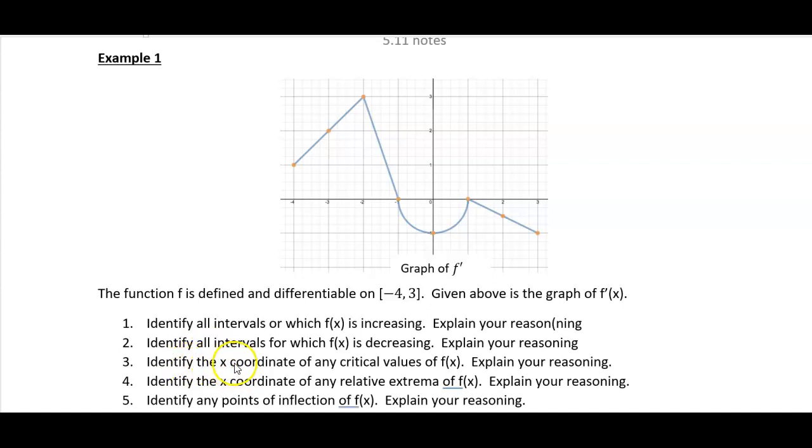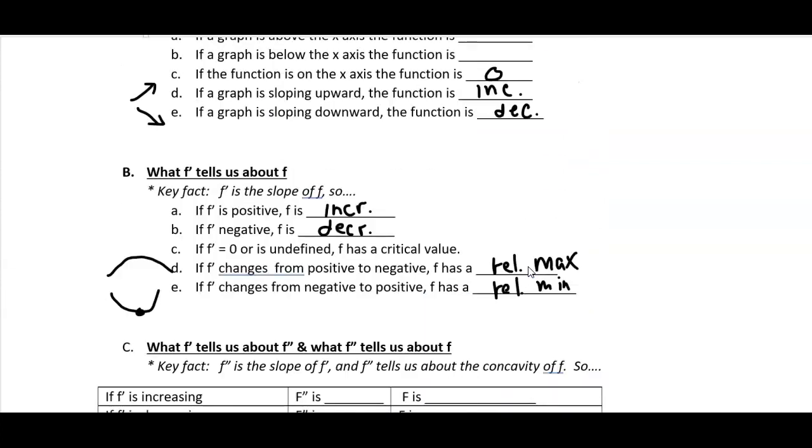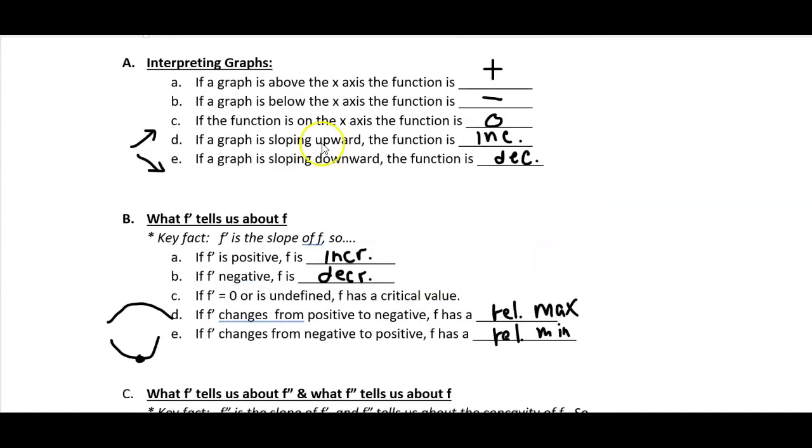It says, identify the x-coordinate of any critical values of f of x and explain your reasoning. So let's come back up here to our explanations. I don't think I included that there. Let me see, did I? Oh, yes, I did. There it is. Good. All right. F has a critical value anytime f prime is 0 or undefined.